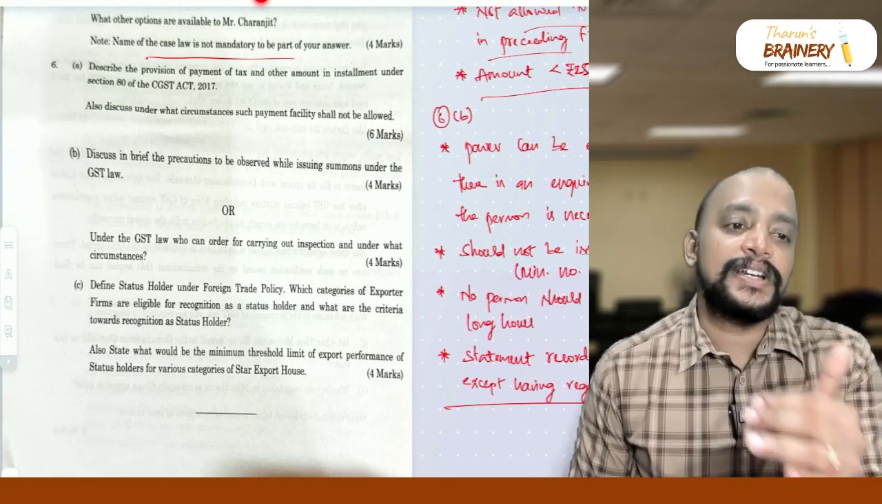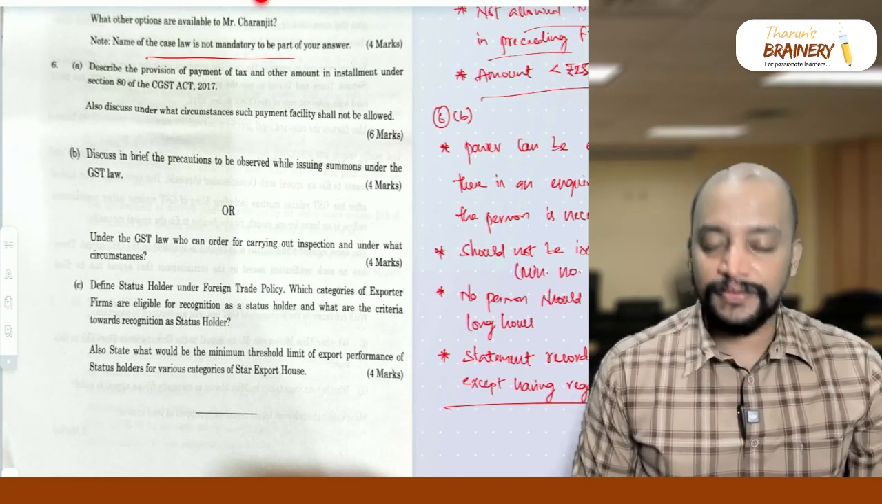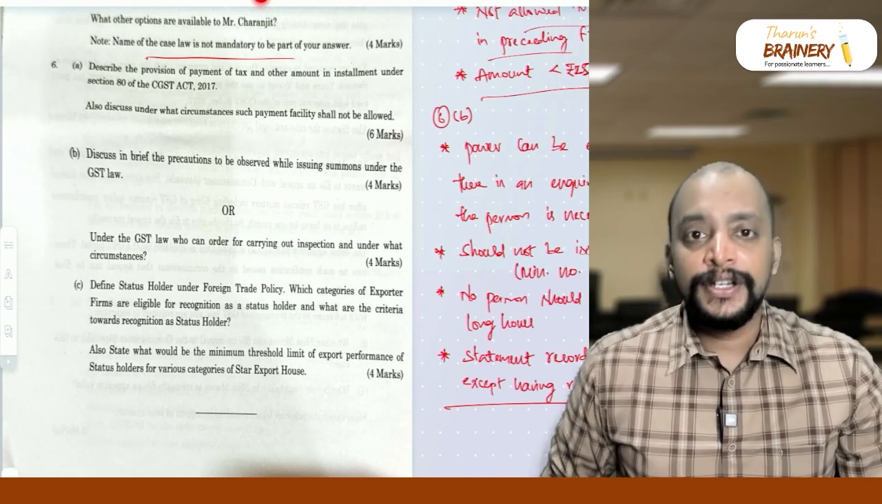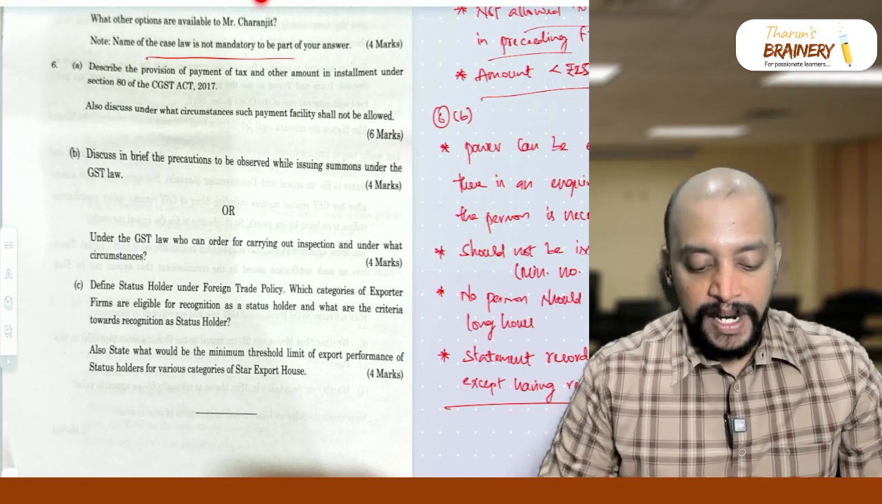So what are the limits for the status holder, etc.? So that is the answer for this. So that's it about your indirect tax paper.